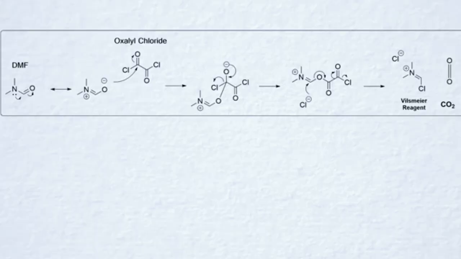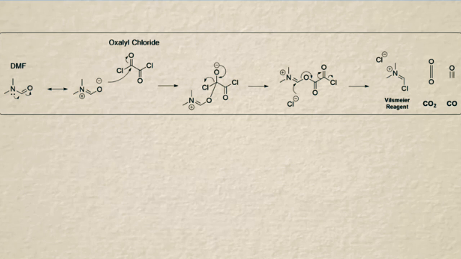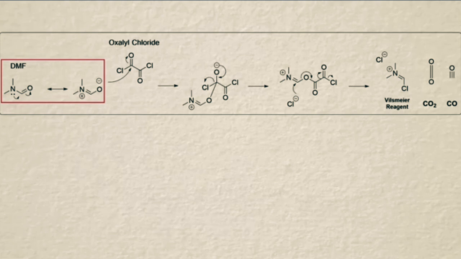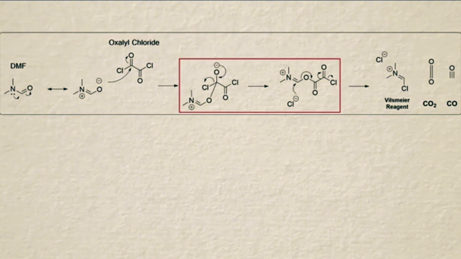I'm now just going to quickly go over the mechanism. In the first step, the electrons on the nitrogen of DMF move to form a double bond. The other double bond opens up, and the electrons go to the oxygen. The free electrons of the oxygen then attack the carbonyl of oxalyl chloride and open up the double bond. The electrons on the oxygen then move to reform the carbonyl, and the chloride is kicked off.